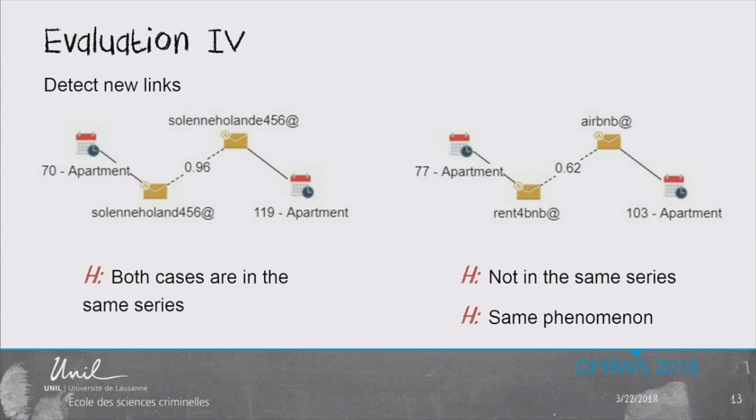But in some other cases, like here, the two email addresses are Airbnb and rent for BNB. In those cases, when we have to evaluate the hypothesis, Airbnb is a more common word. So maybe here we will not be able to say that there is the same crime series. But anyway, we can still identify maybe a same phenomenon and gain some more knowledge about this phenomenon, like frauds using Airbnb.